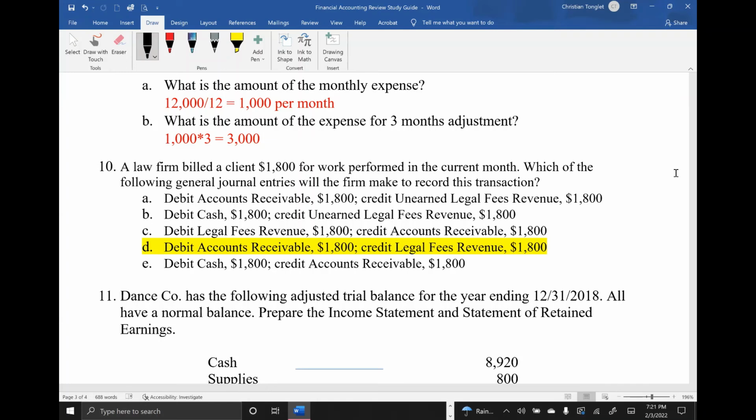All right, so since they didn't pay us, we have to set up accounts receivable. So we're going to debit accounts receivable for that $1,800, and we performed the service. So that means we have to put it into some sort of revenue, and it's telling me that I'm a legal firm. So I'm going to have legal fees revenue or some variation of that, my account.